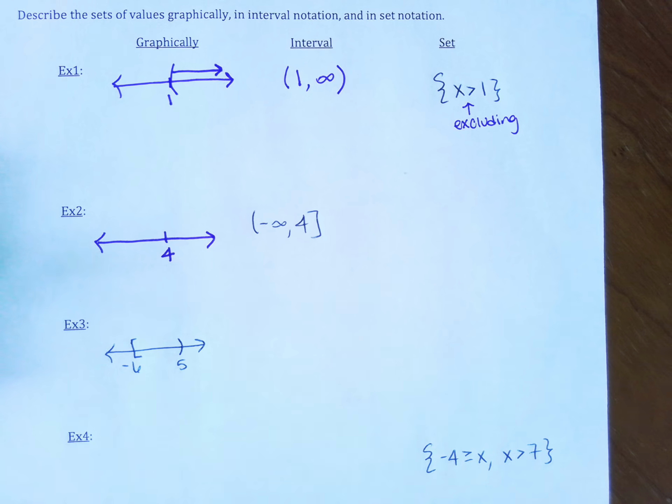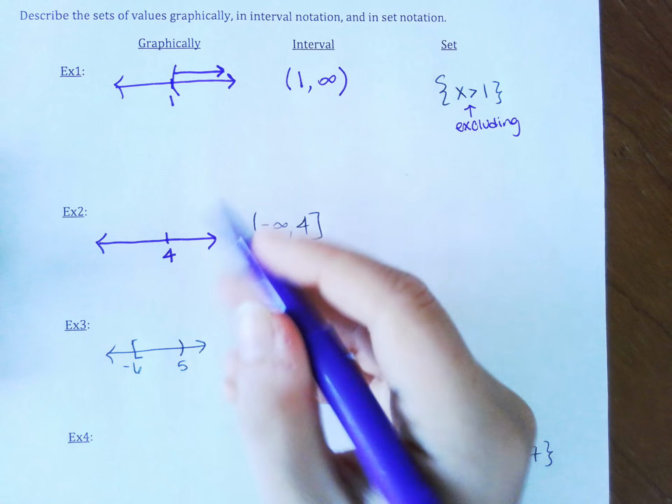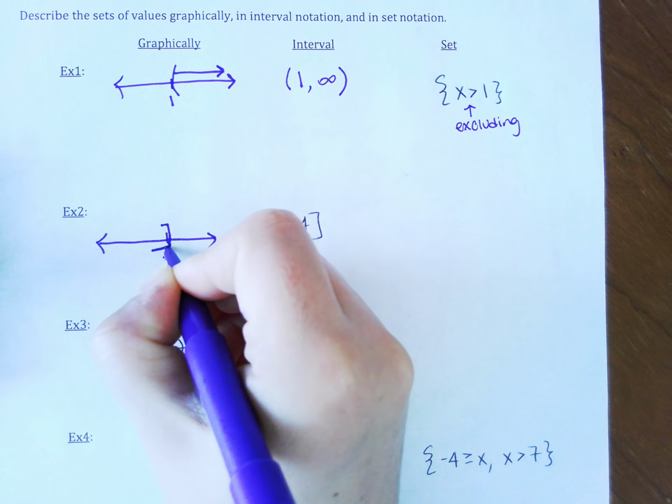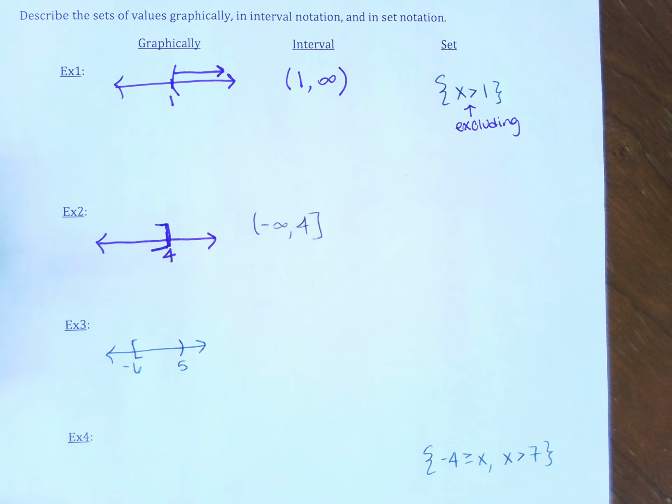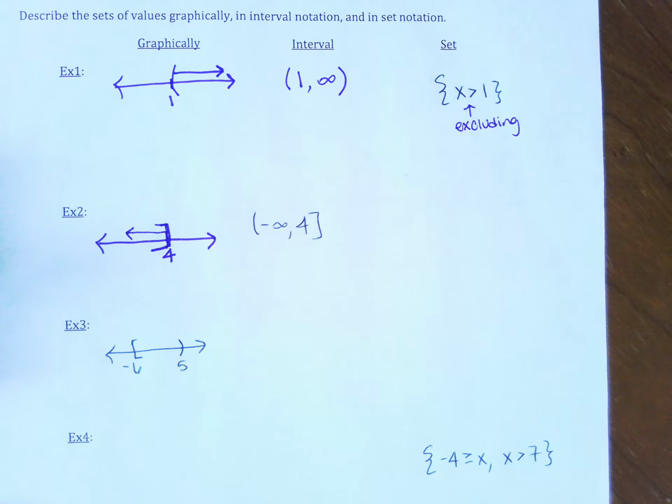And again, this hard bracket means it's included, so we could use a closed circle on our number line, but the book uses a bracket, so I'm going to use a bracket. And we want all numbers that are less than 4. So 0, negative 10, negative 10 billion, all those numbers are less than 4, so we're going to use our arrow off to the left.